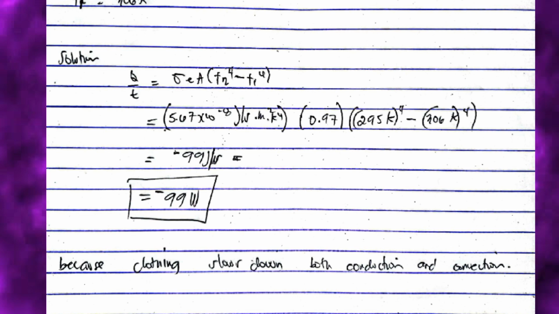We get a negative because clothing slows down both conduction and convection, as mentioned in the video, that clothing differs in conduction. Like black conducts more strongly, since black conducts the temperature, and white is less of a conductor.